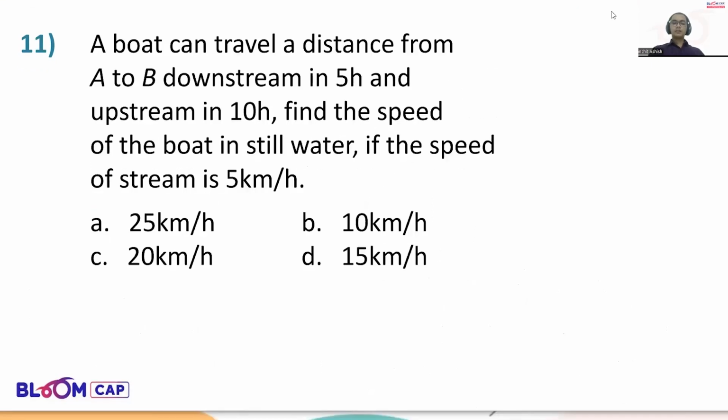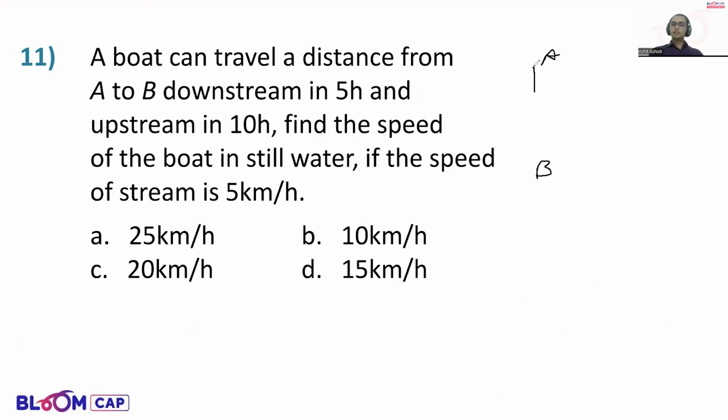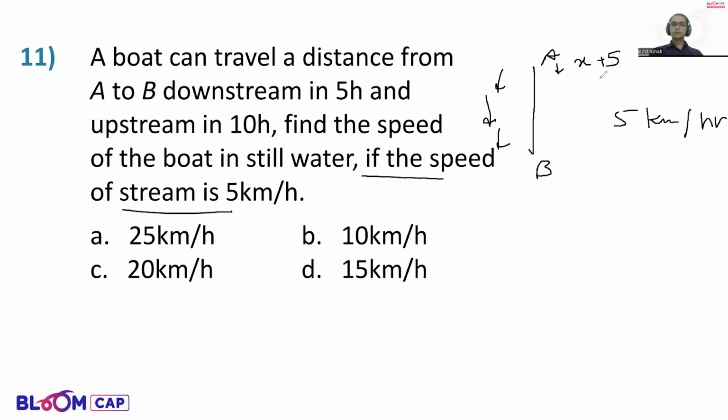A boat travels a distance from A to B downstream in 5 hours and upstream in 10 hours. Find the speed of boat in still water if the speed of stream is 5 km per hour. What is upstream? Suppose water is flowing down from point A to point B, in this direction, flowing down like a river. The speed of the stream is 5 kilometers per hour, right? Now suppose a boat starts from here, going downstream. One speed is the boat's own, which is x, and plus 5 of the stream, because the stream is also moving down.